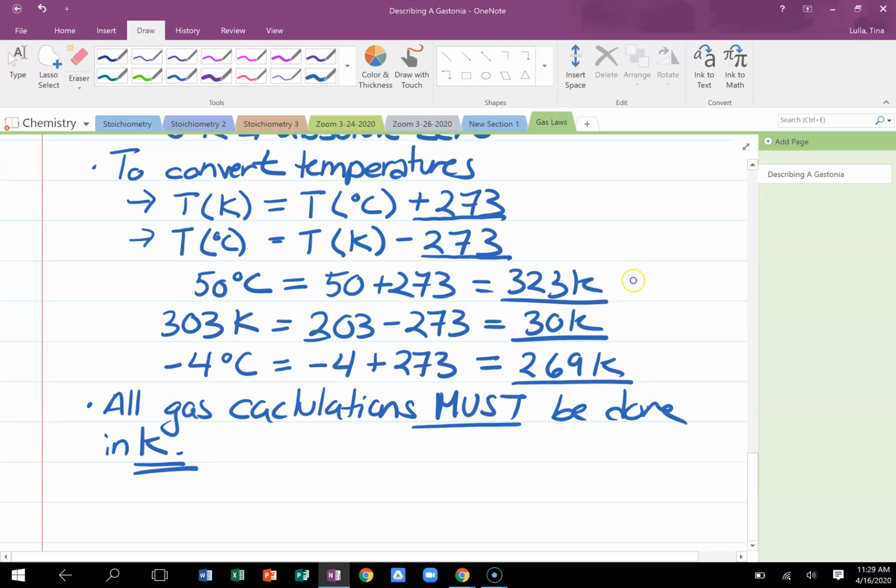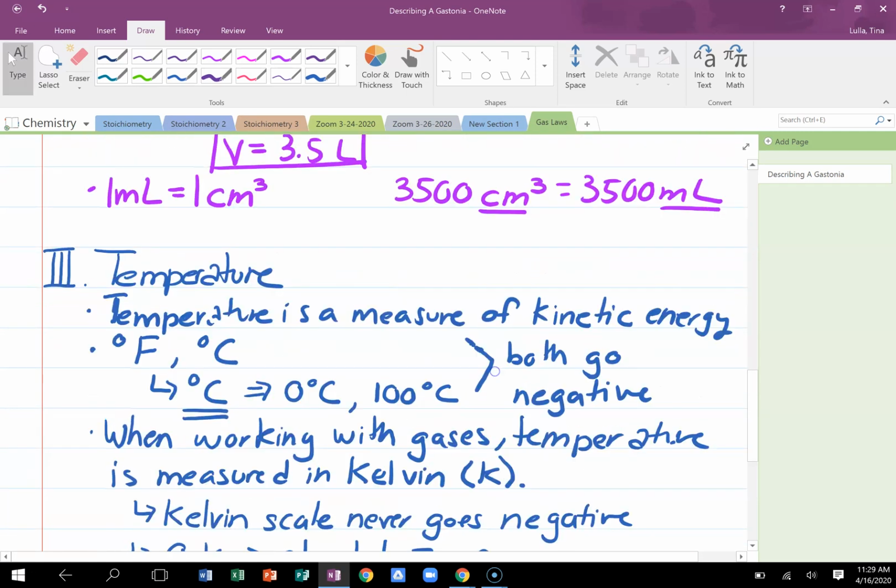Oh, one last thing I think I forgot to mention, super easy. Temperature, of course, is represented with a capital T. Lowercase t represents time, so we'll always use a capital T for temperature.